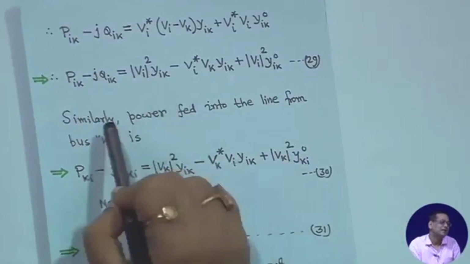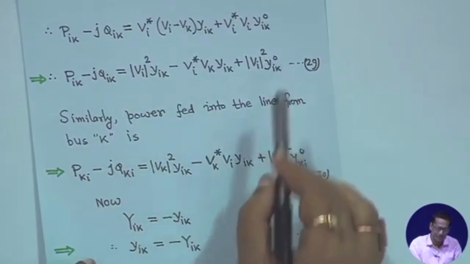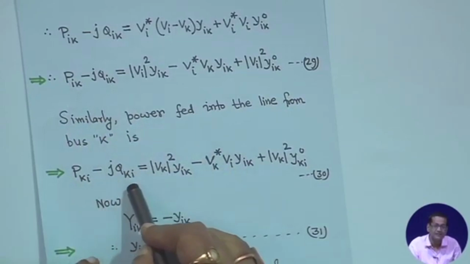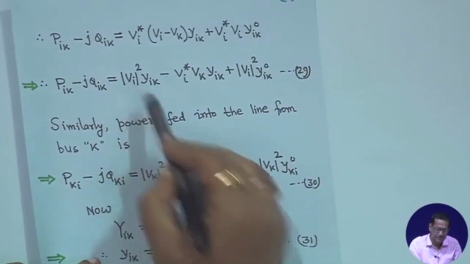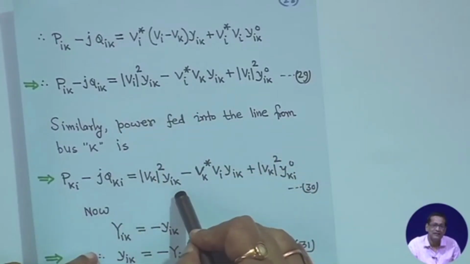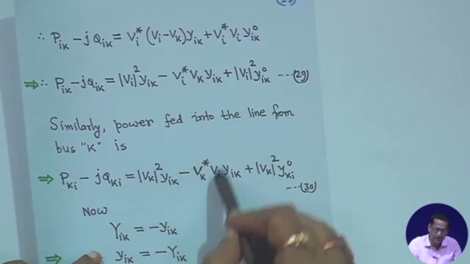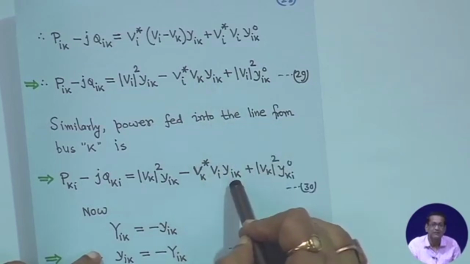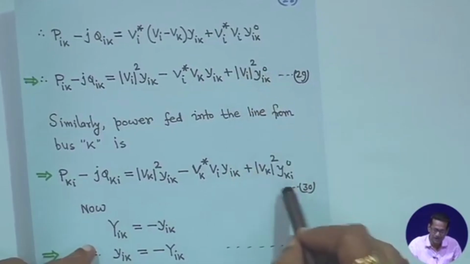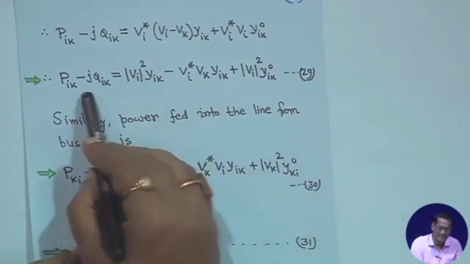Because it is ik and ki, just interchange. Interchanging, you will get the same expression. It was ik, it is ki: P_ki minus jQ_ki is equal to, instead of V_i it is |V_k| square, and y_ik and y_ki are the same. So small y_ik, minus V_i conjugate V_k, it will be V_i, and again small y_ik, because y_ik is the same, plus |V_k| square y_ik0, it will be y_ki0. So similarly, power fed into the line from bus k, just interchange k and i in equation 29.